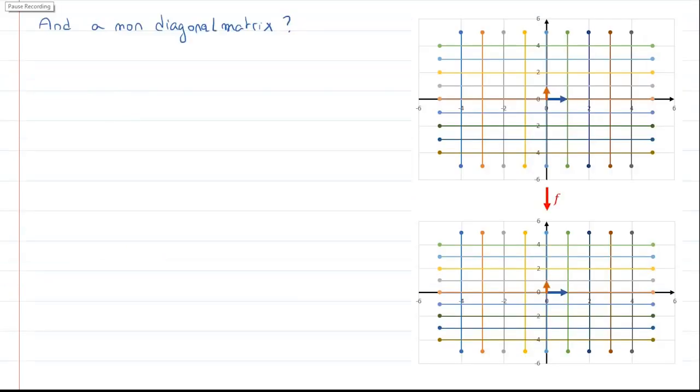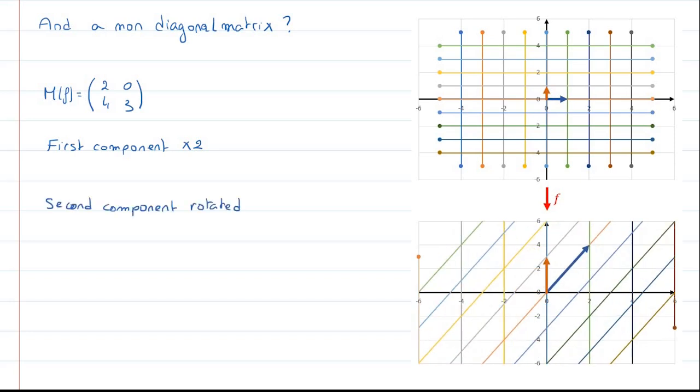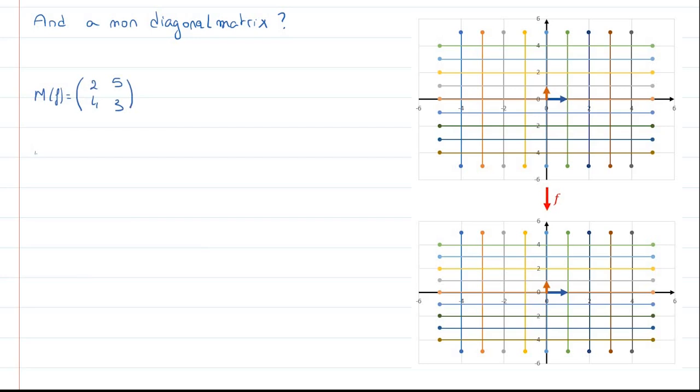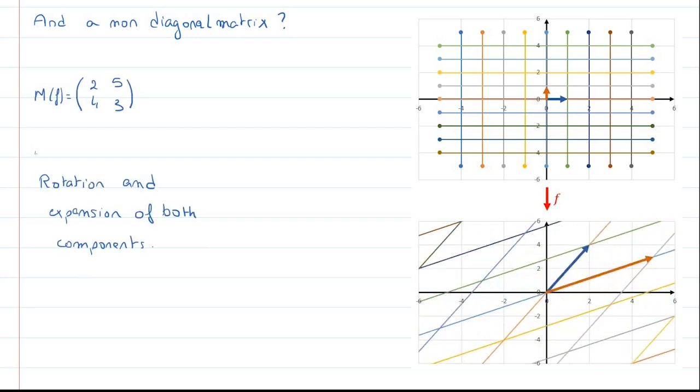But what will be the effect of a non-diagonal matrix? The matrix 2, 0, 4, 3, for instance, will expand the first component by a factor of 2. And the second component, it will be rotated and then expanded by a factor of square root of 4 squared plus 3 squared, which is 5. The matrix 2, 5, 4, 3 will expand and rotate both components.